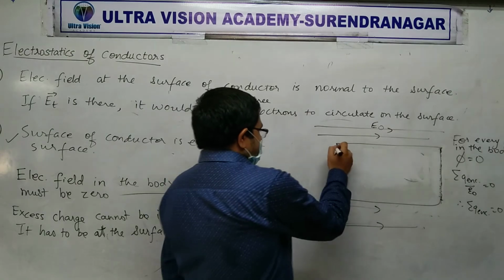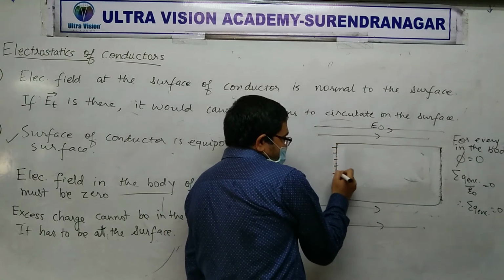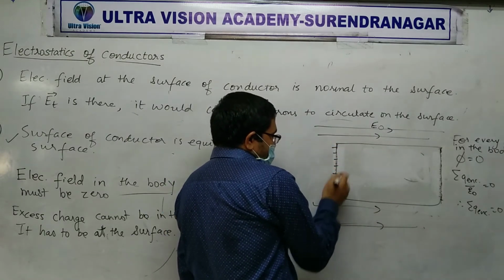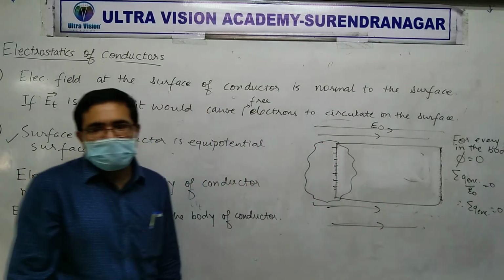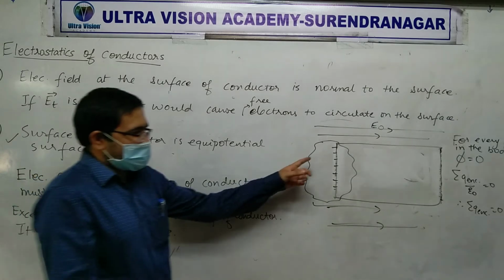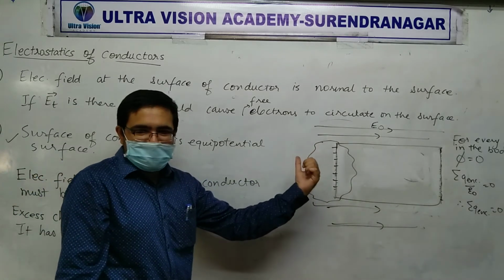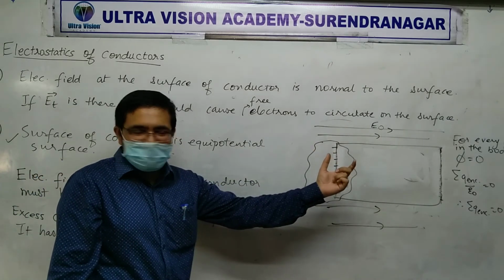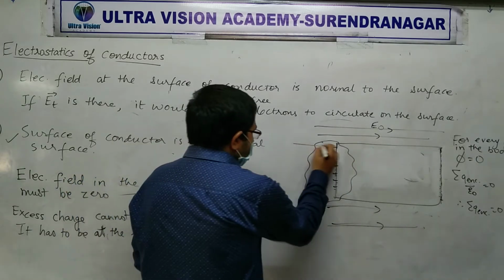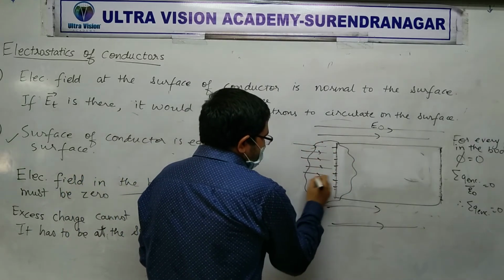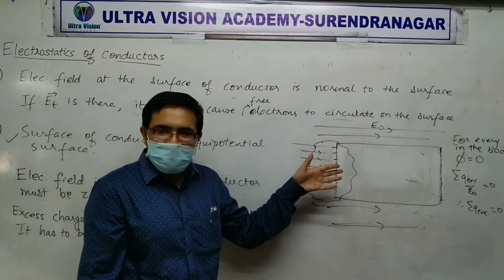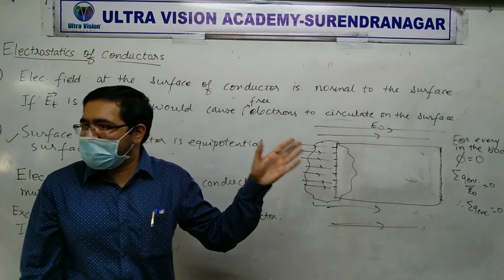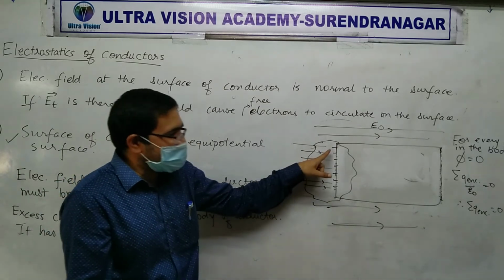How can we know that they are at the surface? Suppose you take a Gaussian surface like this. We know that electric field outside is there. In the body it's not there. Understood? Suppose there is a negative charge, then the electric field comes in. Yes or no? Clear or not? You see there is incoming flux, so that means flux is negative. That means whatever charge is here will be negative.